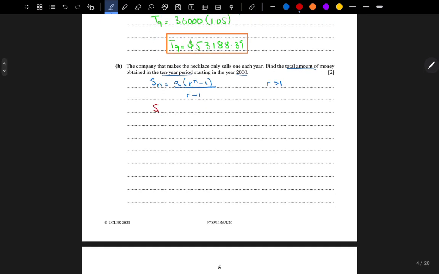So the sum of the first n terms will be equal to 36,000 into 1.05 to the power of 10 minus 1 upon 1.05 minus 1, and the sum of the first n terms will be equal to 452,804.13.